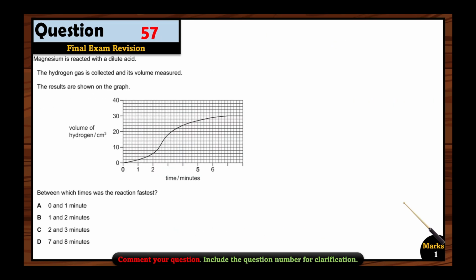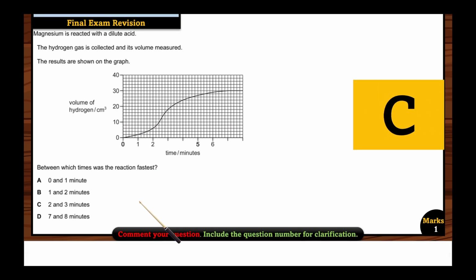Question number 57. Magnesium is reacted with the dilute acid. The hydrogen gas is collected and its volume is measured. The results are shown on the graph. Between which time was the reaction fastest? From 0 to 1, the slope is like this. From 1 to 2, it's like this. From 2 to 3, it's much steeper, and from 3 to 4, it's like this. So you see which one is steepest? This one. So 2 to 3 is the right answer. Option C is the right option.